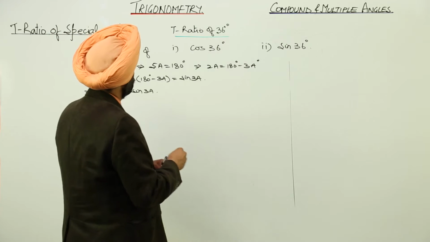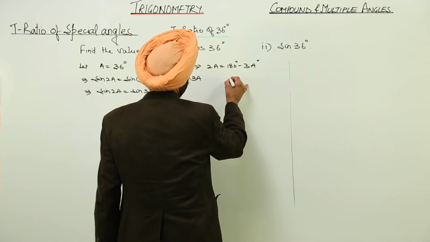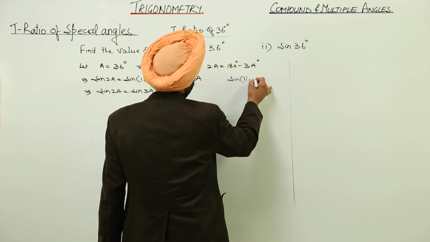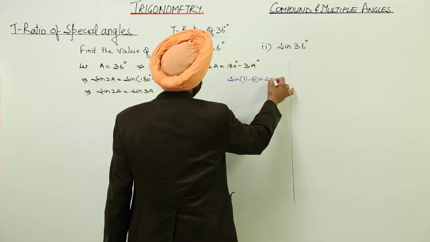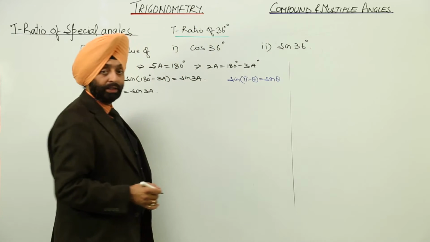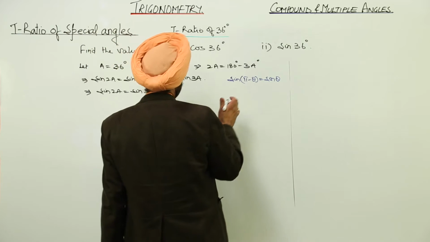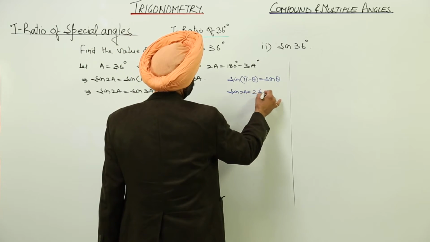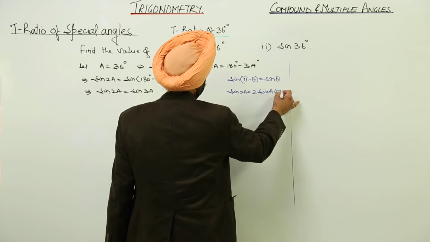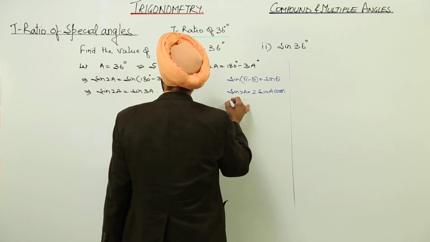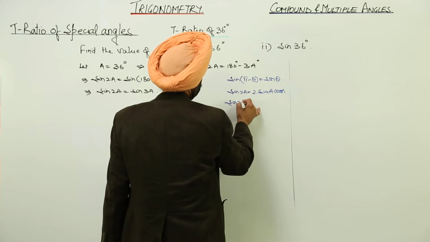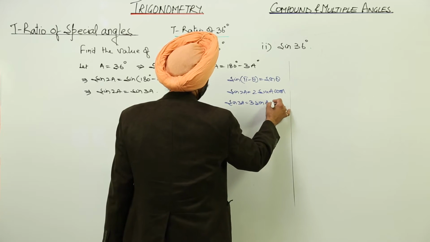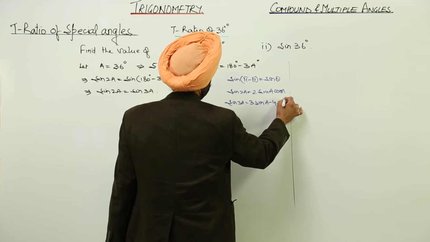Now let's write the formulas. Here we have used sine of pi minus theta is equal to sine theta. Pi is what? Pi is 180 degree. Then we have another formula: sine 2A is twice of sine A cos A, and sine 3A is equal to 3 sine A minus 4 sine cube A.